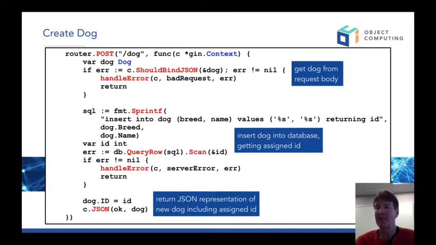We copy that into the dog object and return the dog object to the client as JSON so it can use that ID later to update or delete the dog.